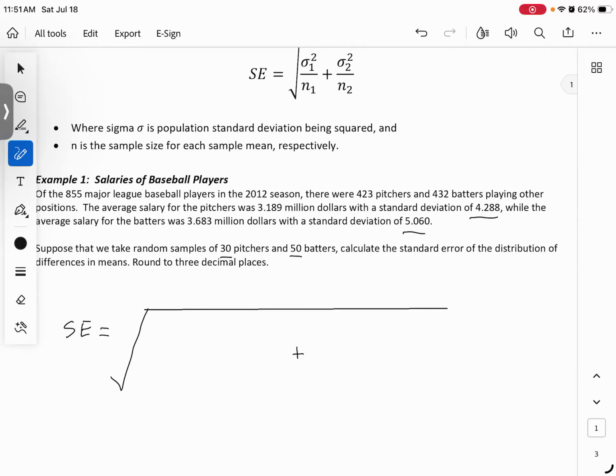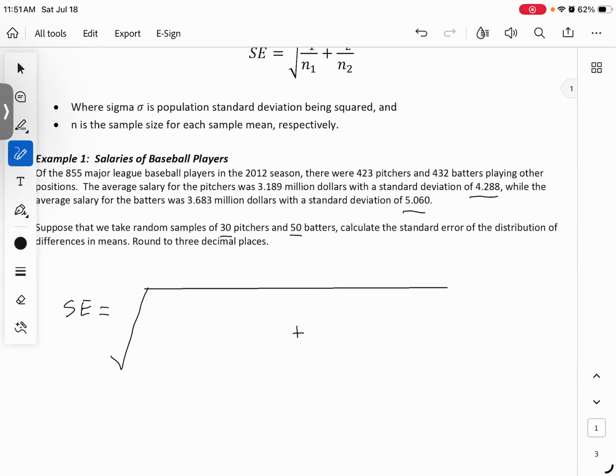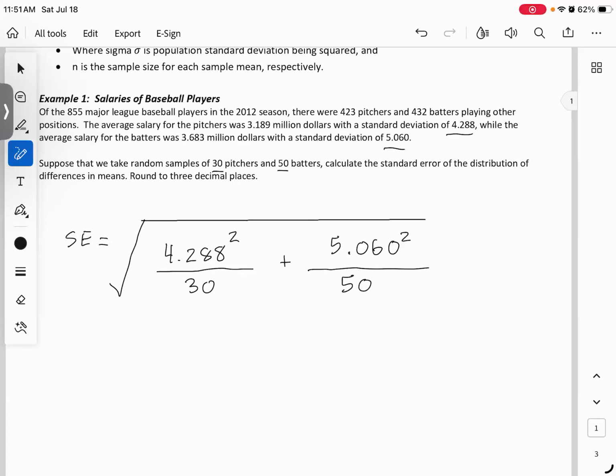And then we can start off with the first group, which is the pitchers. They had a 4.288 standard deviation. That's going to get squared. And then we're doing 30 pitchers. And then for the second group, which is the batters, they had a 5.060 squared standard deviation. And then we're going to do 50 batters. And this is what you would put into your calculator. Again, if it doesn't work the first time, it should come out to be 1.061 if we keep three decimal places.